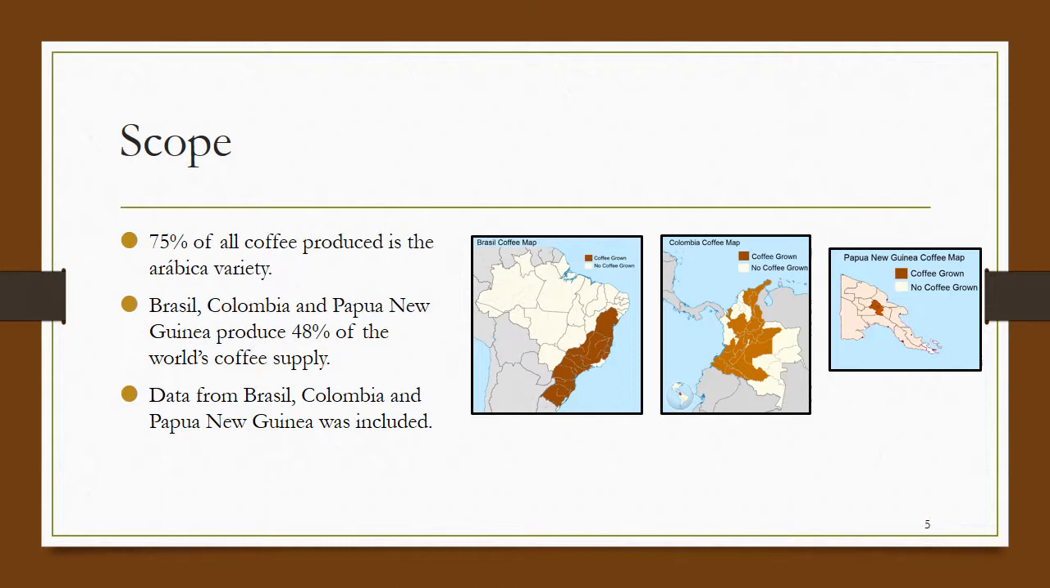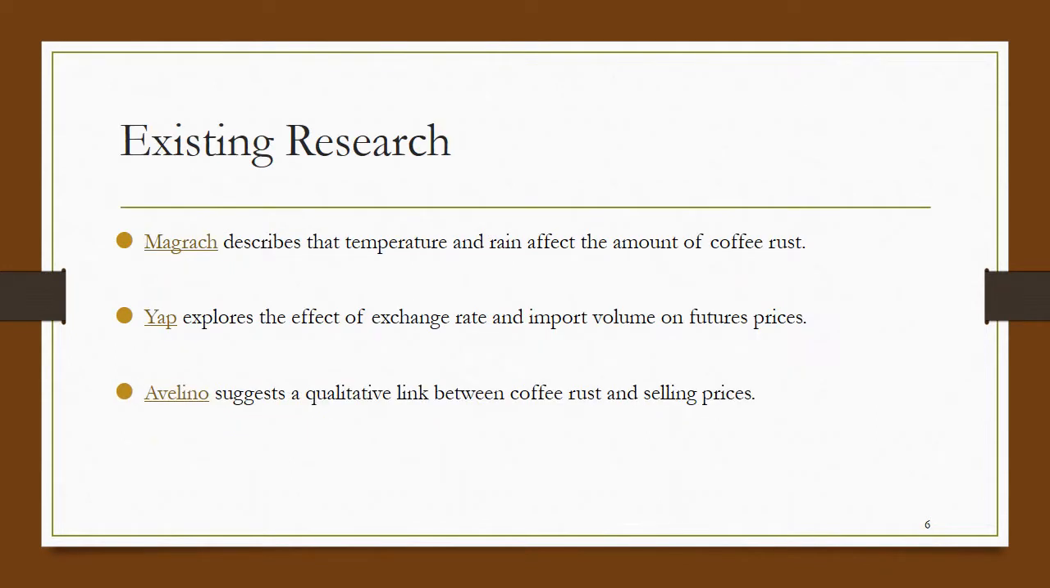75% of all coffee produced is the Arabica variety. Brazil, Colombia, and Papua New Guinea produce almost half of the world's coffee supply, so data from these three countries was included. Even though my project has never been done before, Regressions's research led me to include temperature and rain variables in my analysis. Yap's research differs from mine in that he doesn't include any weather variables to predict futures. Avellino's research does not provide a quantitative link between rust and prices like I'm attempting to provide.